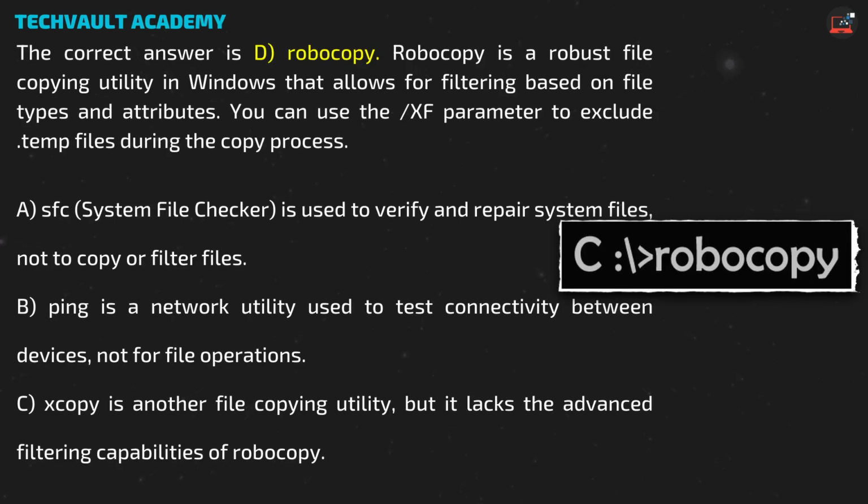The correct answer is D. Robocopy. Robocopy is a robust file copying utility in Windows that allows for filtering based on file types and attributes. You can use the /xf parameter to exclude temp files during the copy process.